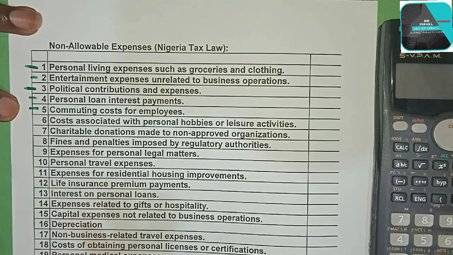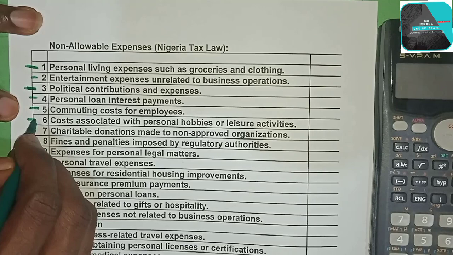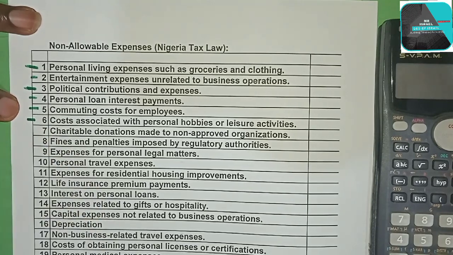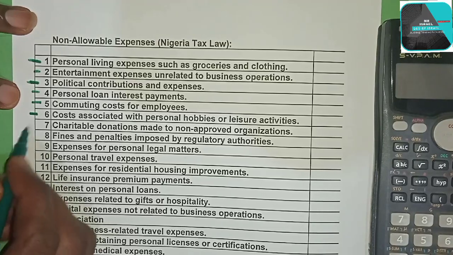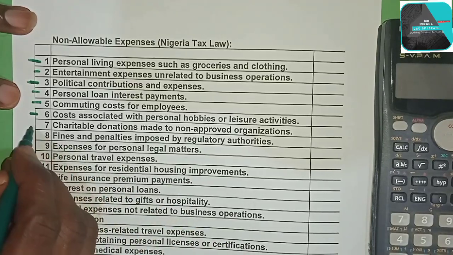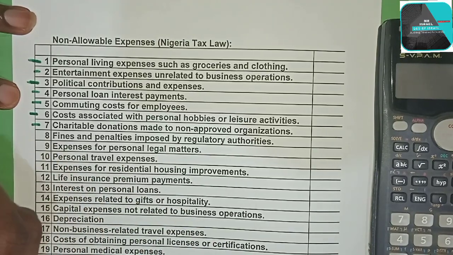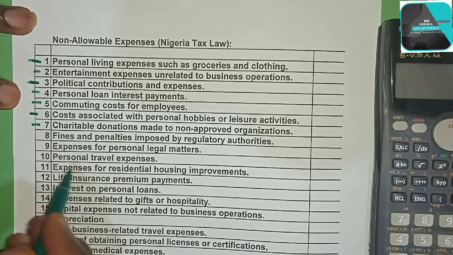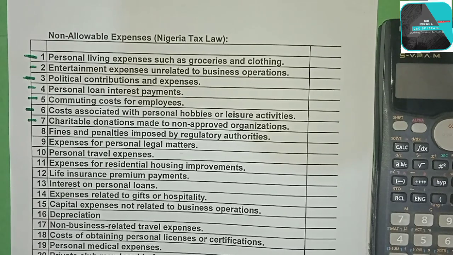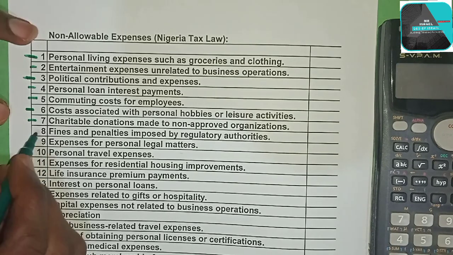Cost of associating with personal hobbies or leisure activities is disallowable. We don't just go to the recreation center and start spending the company's money because you are the owner of the business. Donations to any charitable organization that is not recognized by the tax authority are disallowable. Fines and penalties imposed by regulatory authorities, they are what? Disallowable if the tax authority did not recognize them.